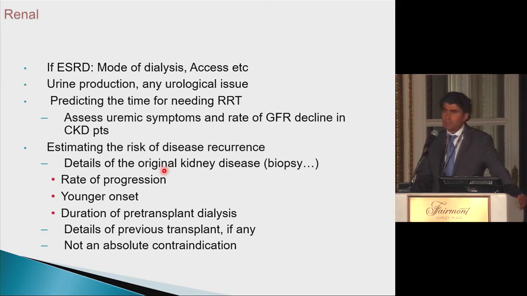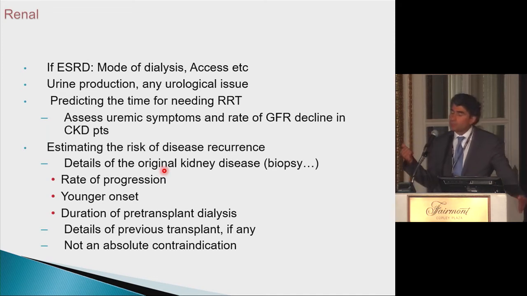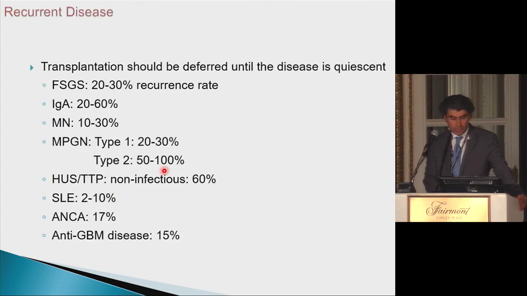We need to give the patient an estimate of their risk of disease recurrence. And this, obviously, as we saw before, depends really on what age they develop the GN, what is the rate of progression, and whether they had a biopsy or a diagnosis before.